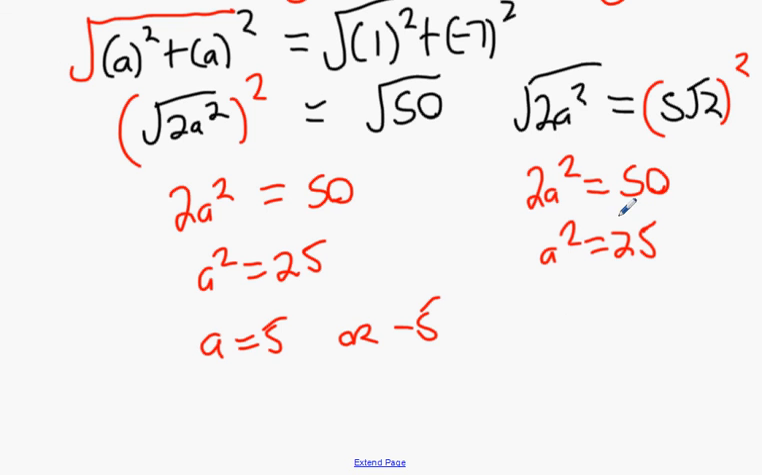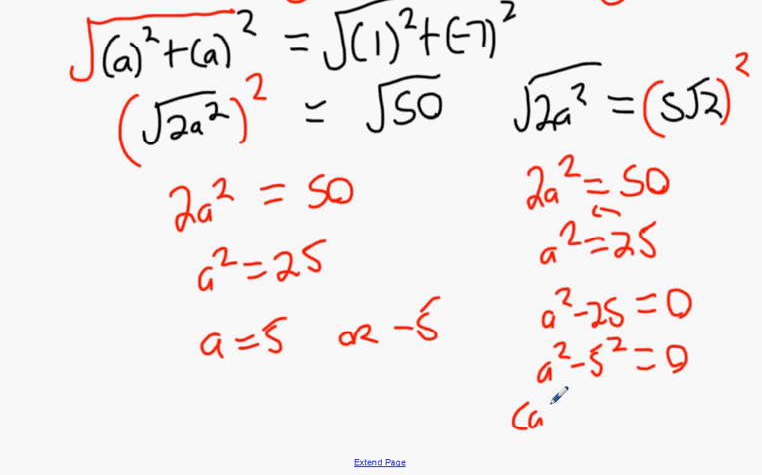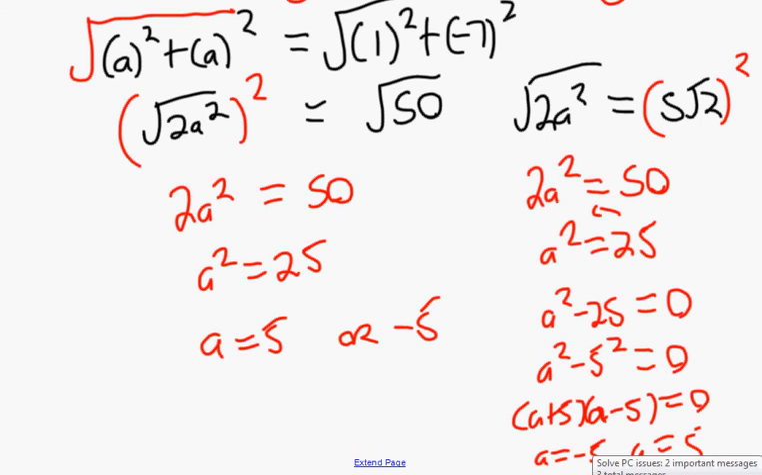Some of you might have done the difference of two squares, which we need to practice. And you would have said a squared minus 5 squared equals 0. You would have said a plus 5, a minus 5 equals 0. And then you say a equals minus 5, a equals plus 5. Now, I'm aware some of you are going, the difference of two squares looks so much more hassle. Why would you ever think of doing that?